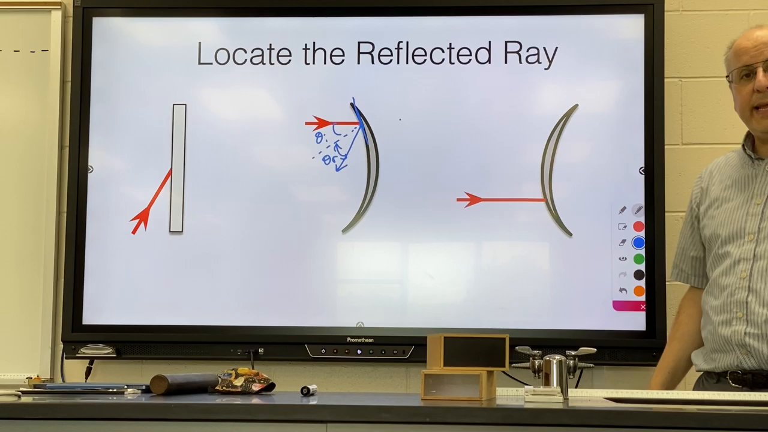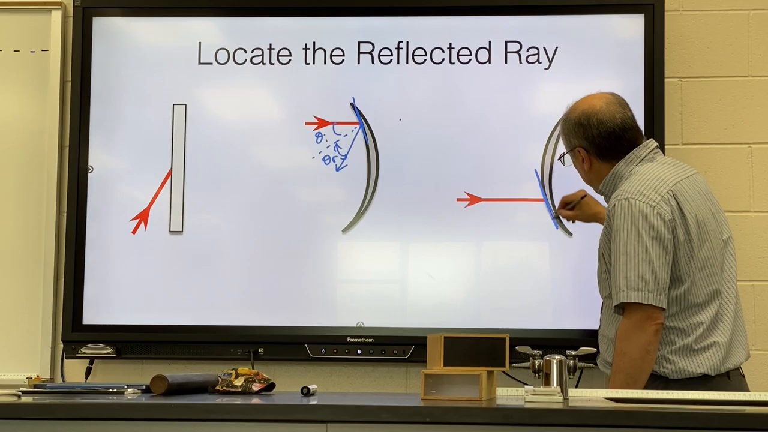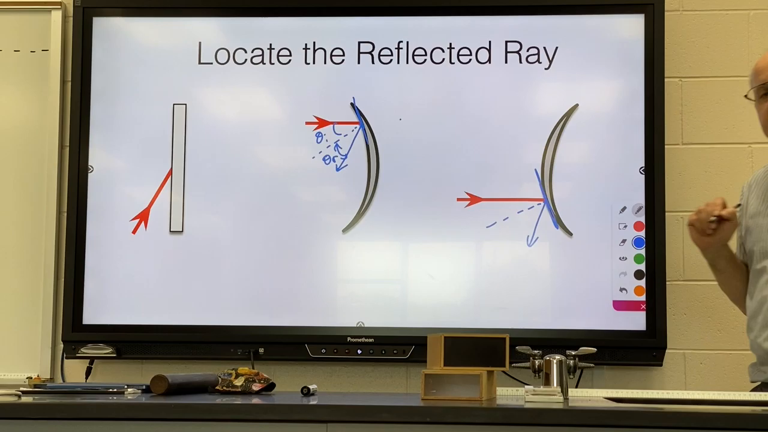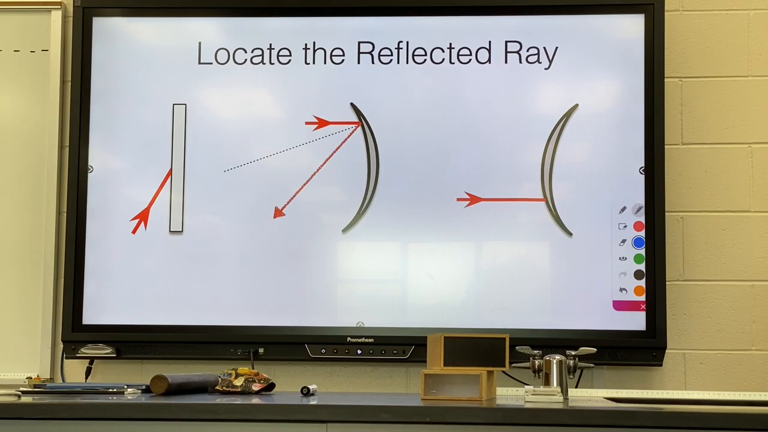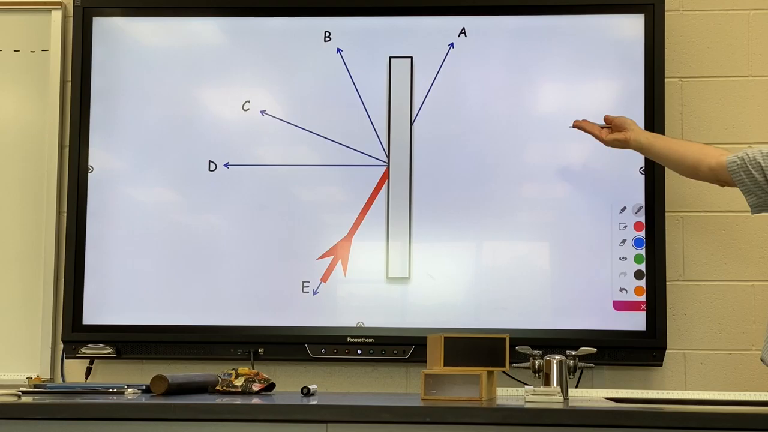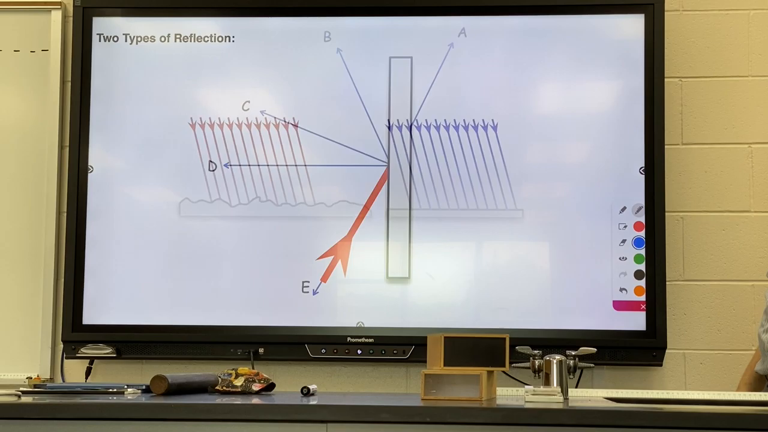Same thing on this one. Try to imagine flattening out your mirror. Draw your perpendicular line, and draw your reflected ray at the same angle as the angle of incidence. Okay, so something like that. If I ask you which is the reflected ray, I hope you could all quickly identify that it would be letter B.